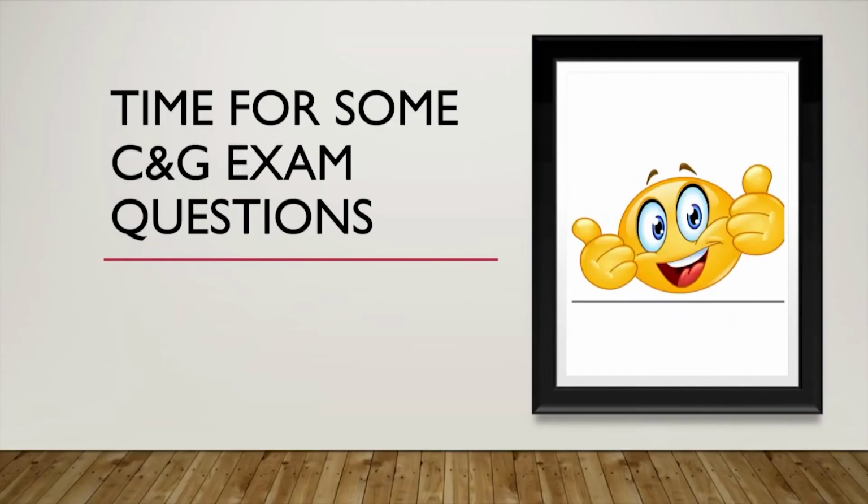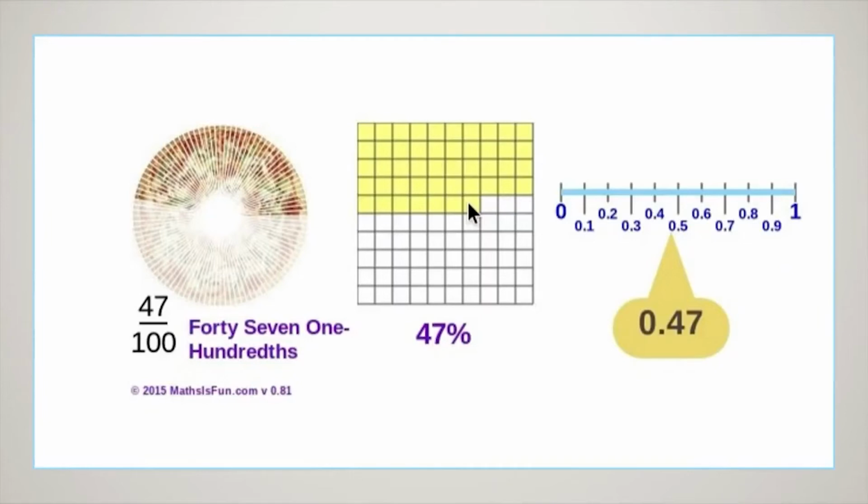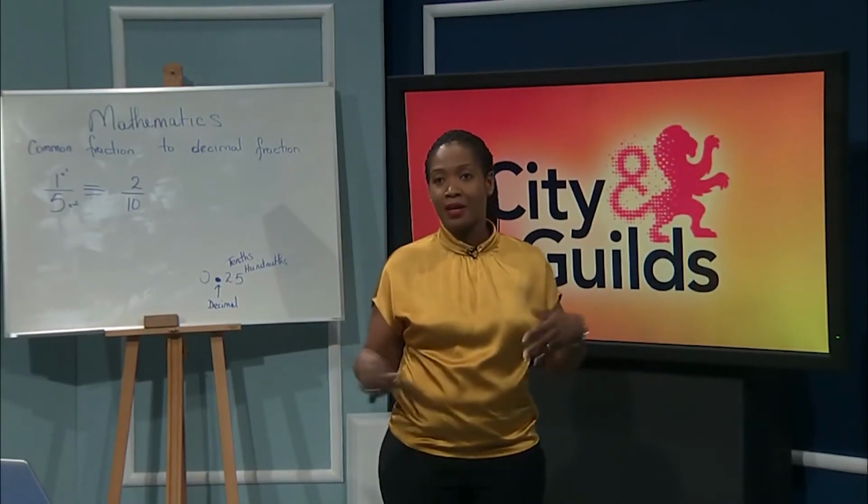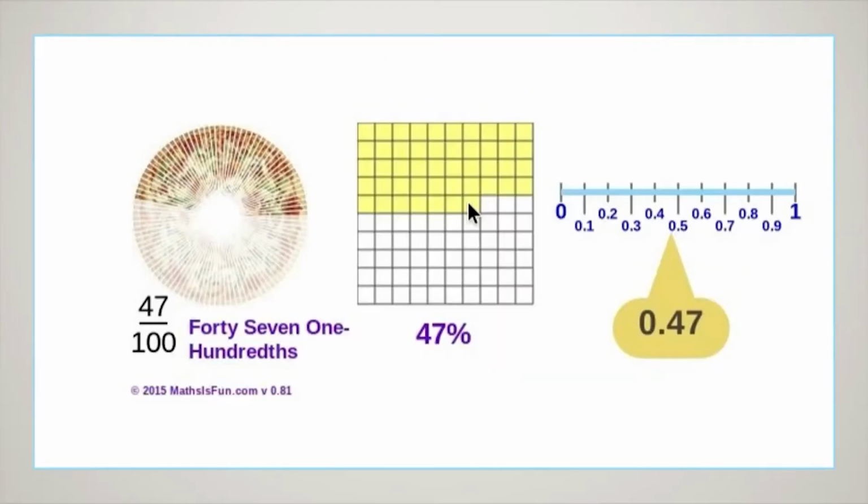So let's look at this one before we go to our exam questions. You have 47 hundredths. So you would have had your whole divided into 100 parts, and you'd have selected 47 parts of it. I mean, it can't get simpler than that. So you have 47%, because a whole is 100.